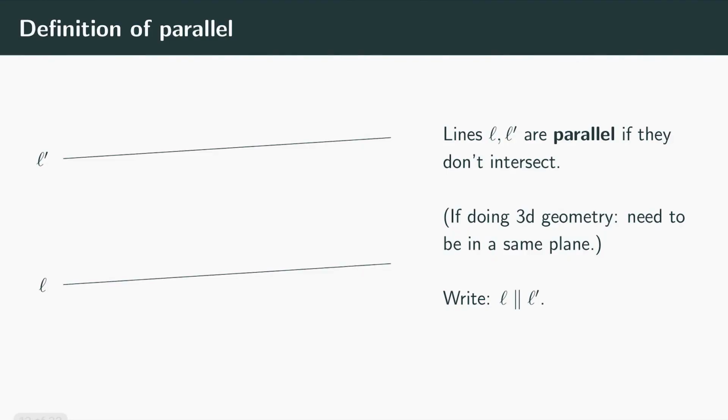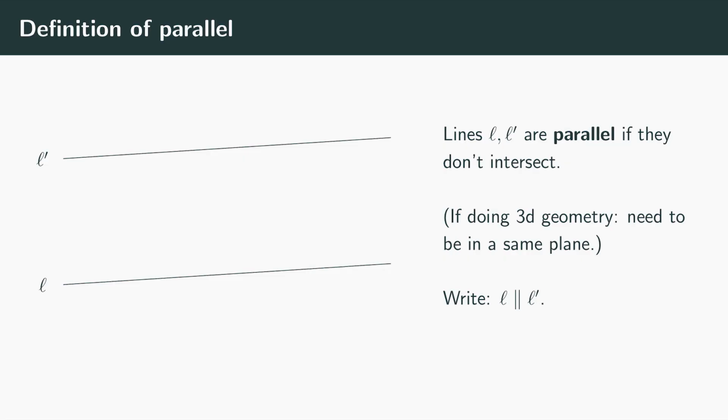In this video, we're going to take a look at a few important theorems that are consequences of the Euclidean parallel postulate. So in other words, consequences of Euclid's fifth postulate. So let's start with a definition of parallel lines. We say that two lines are parallel if they don't intersect. That's our definition that we're going to take for this class.